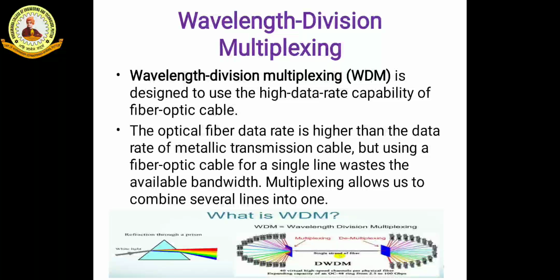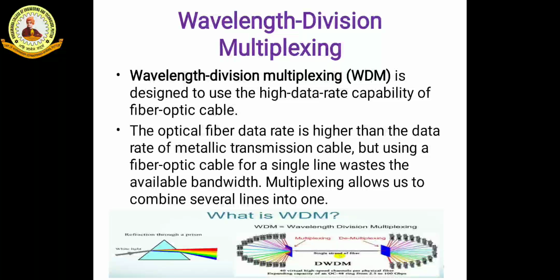So wavelength division multiplexing, as you all know, is designed to use the high data rate capability of fiber optic cable. So we are using fiber optic cables here to send and receive data. One of the techniques we are using along with it is WDM. The optical fiber data rate is higher than the data rate of metallic transmission cable. This you all know. So in optical fiber cable, we will send data using light as a medium, but using a fiber optic cable for a single line wastes the available bandwidth. So what our need is, we need to utilize the bandwidth. We need to make maximum use of the bandwidth.